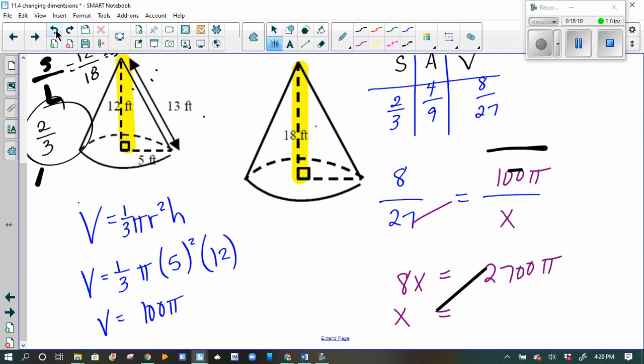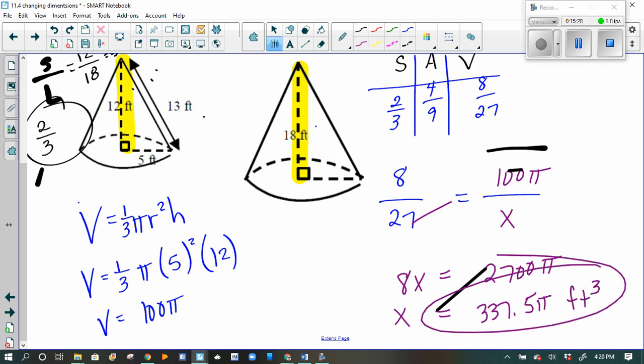So let's try that one more time. So that's 337.5 pi, and that's going to be feet cubed. I am so sorry. All right.